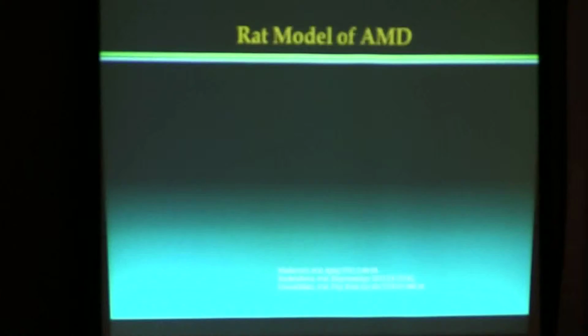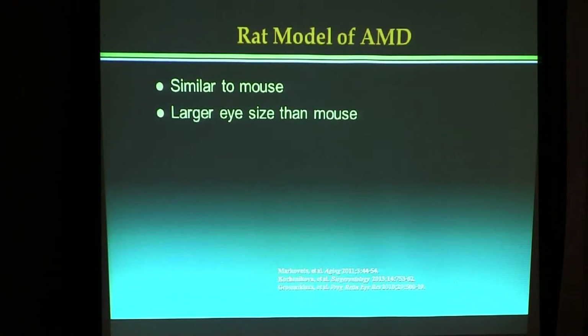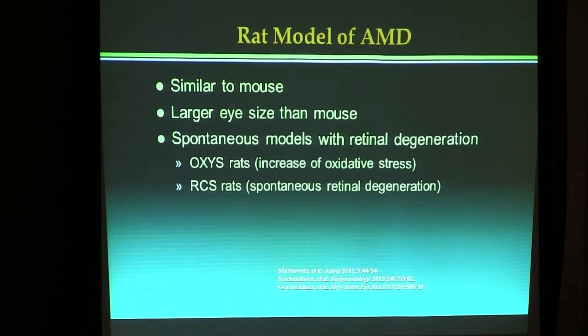So how about rats? Rats are bigger than mouse. Basically, they are similar to mouse, just different in size. There's a spontaneous model. One is the OXYS model. Rats, not 100%, can have increased oxidative stress. Another one is RCS rats. Many of you probably know and even use it.